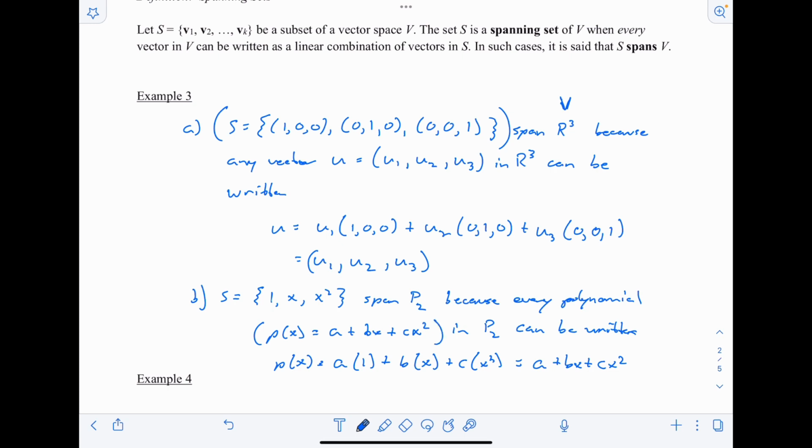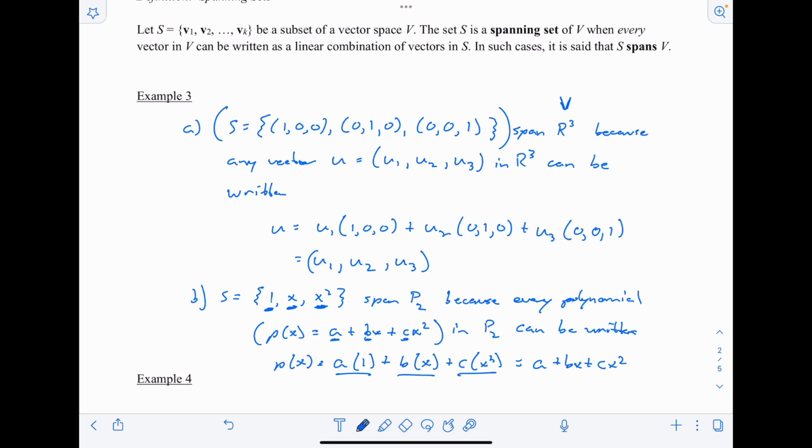So I didn't just simply rewrite the form. What I did, like above, is I said, okay, I can take the a value and multiply it by 1, and that's going to give me that term. I can take b and multiply it by the x, and that's going to give me that term. I can take c and multiply it by that x squared, and that's going to give me that term.